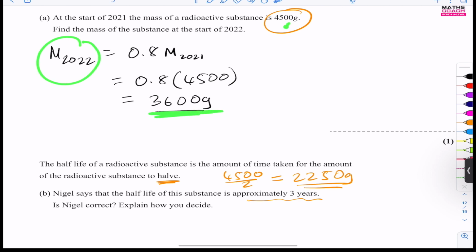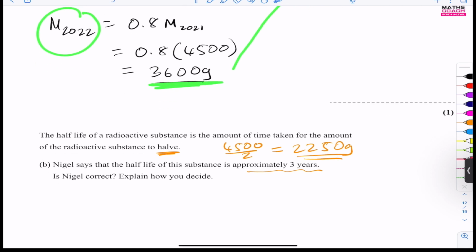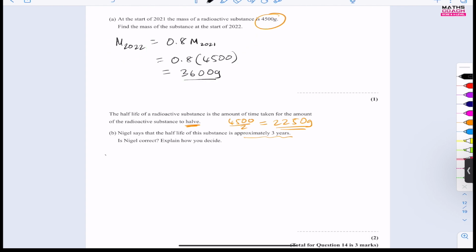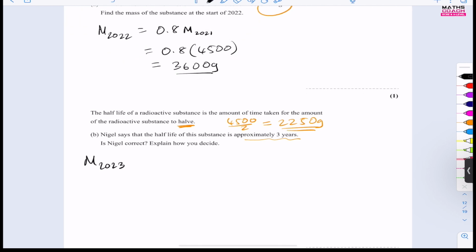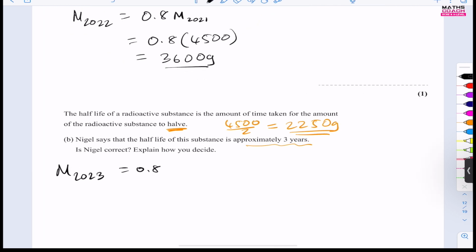So it's starting to decrease. Let's do 2023 and see what happens. So in 2023, we're going to do 0.8 times 2022, which is 3,600, and that gives us 2,880. So it's not quite there yet, because remember, for it to halve, it has to be 2,250.